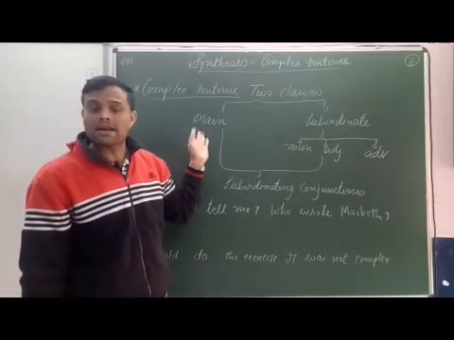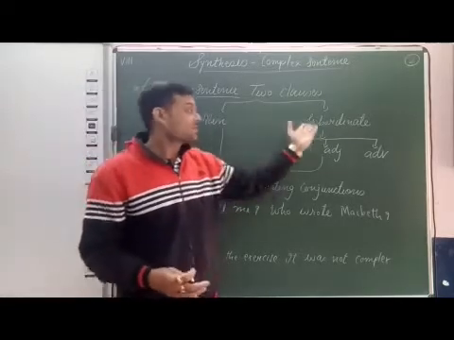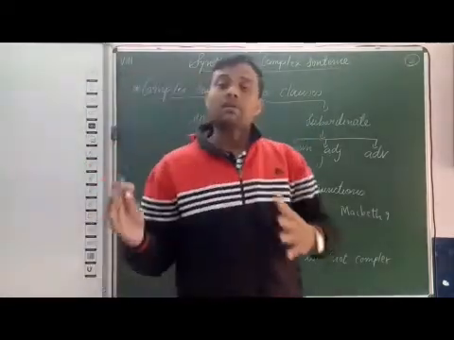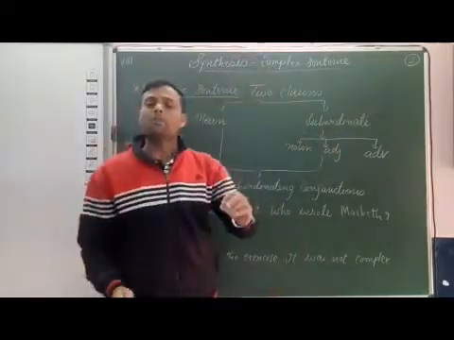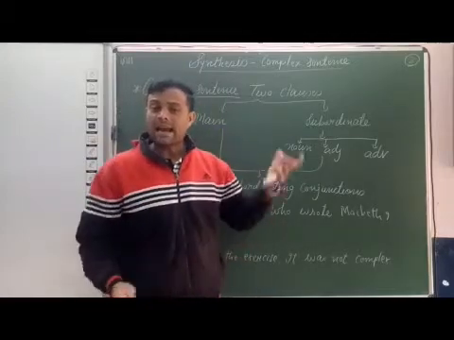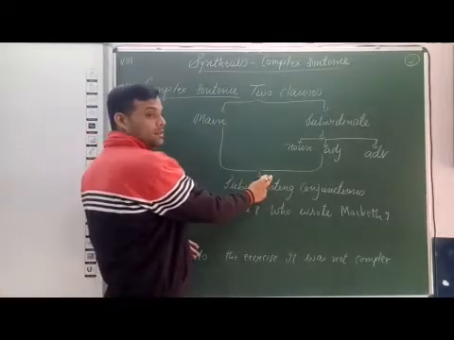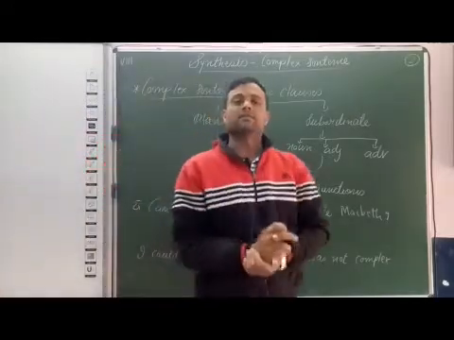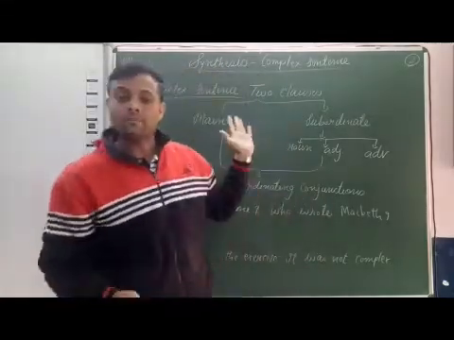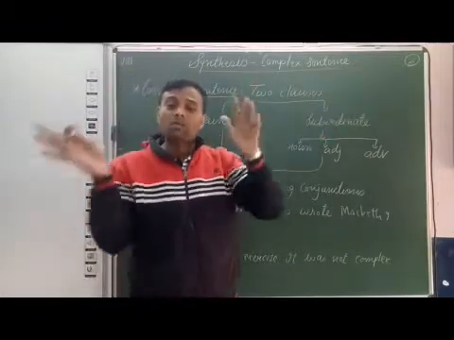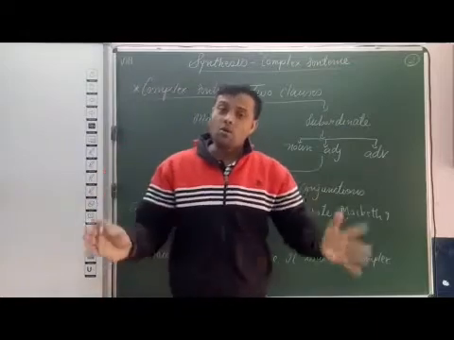The main clause is also known as the principal clause or the independent clause. Whereas the subordinate clause is known as the dependent clause, as it depends on the main clause to complete the meaning. And both these clauses, main clause and subordinate clause, are joined with a subordinating conjunction. Then the sentence becomes a complex sentence.